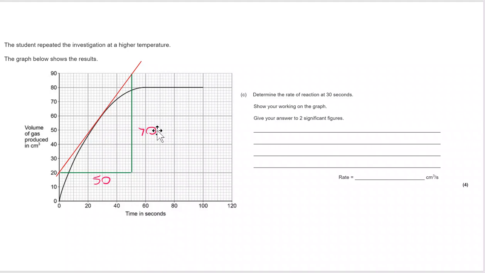So that's 20 to 90, a difference of 70 centimetre cubed in 50 seconds. Now my rate is therefore going to be change in y over change in x. That's 70 over 50, giving me a value of 1.4 centimetre cubed per second.